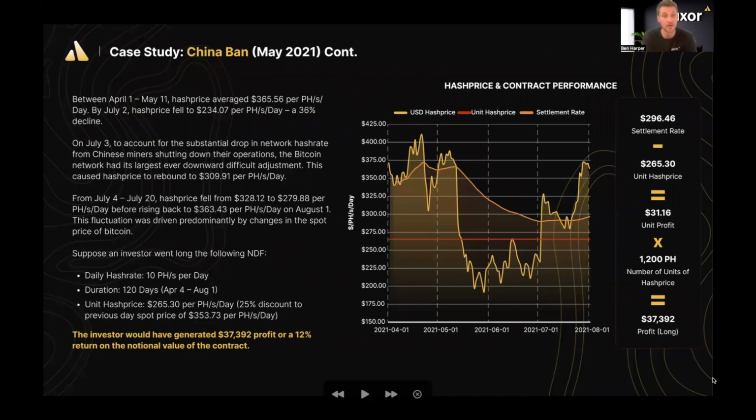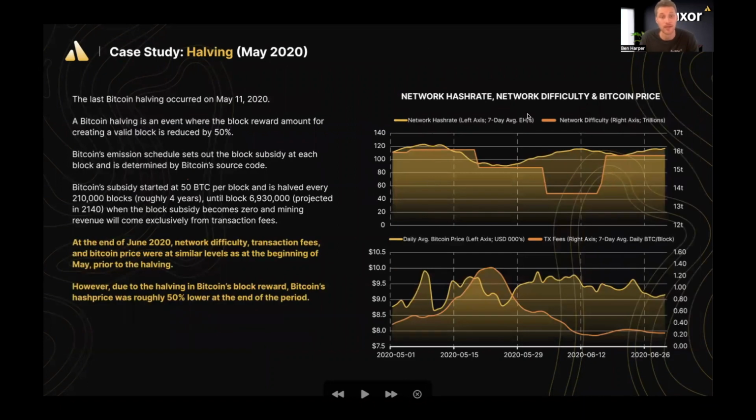Quickly, last one before questions, if you can go to the next slide, is looking at the last halving, which happened in May 2020. Again, this was a major event, but what was different this time versus the China ban is that this was a completely telegraphed event that everybody would have seen ahead of time. The block subsidy is set in Bitcoin's code, so any miner or trader would have been fully aware of the halving upcoming.